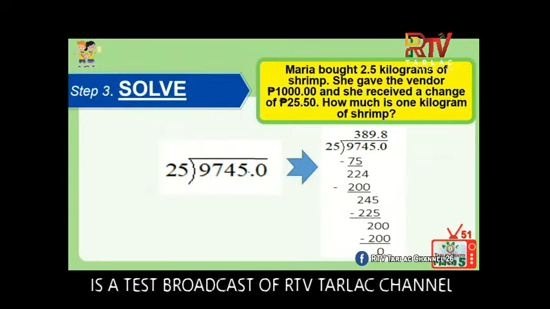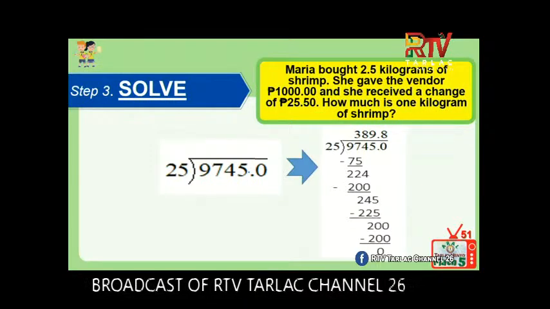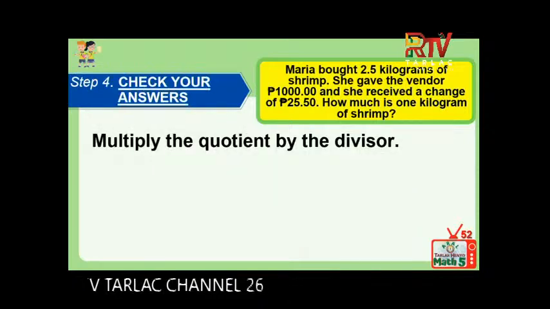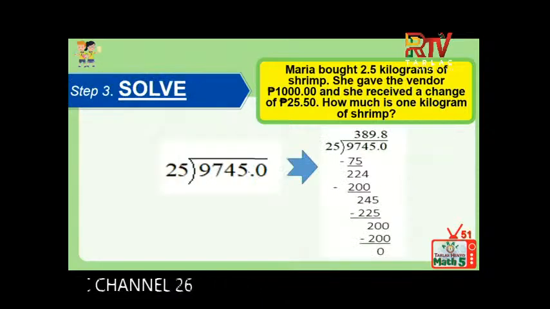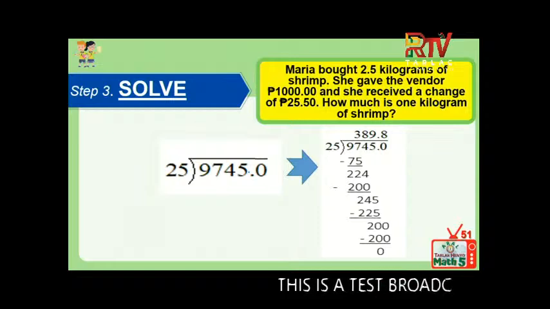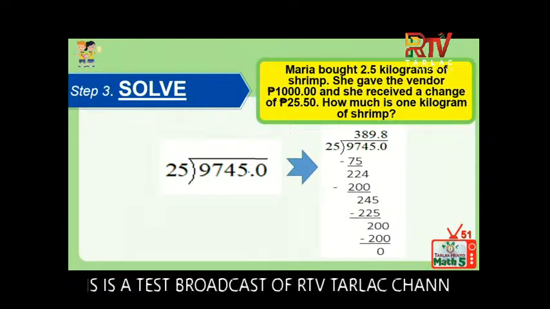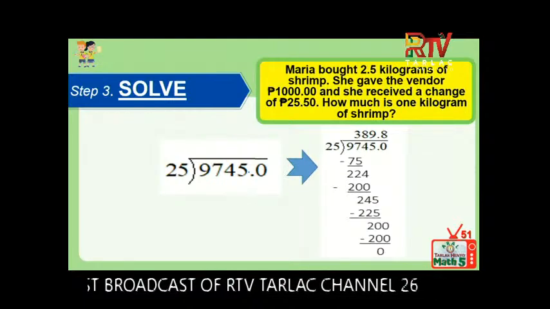9,745 divided by 25 is equal to? What is the quotient? You can post your answer in the comment section. Yes, our quotient is 389.80 or 389 pesos and 80 centavos per kilogram.